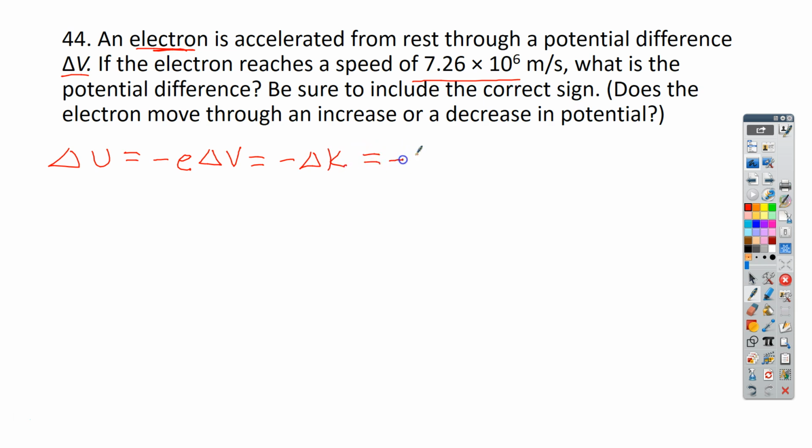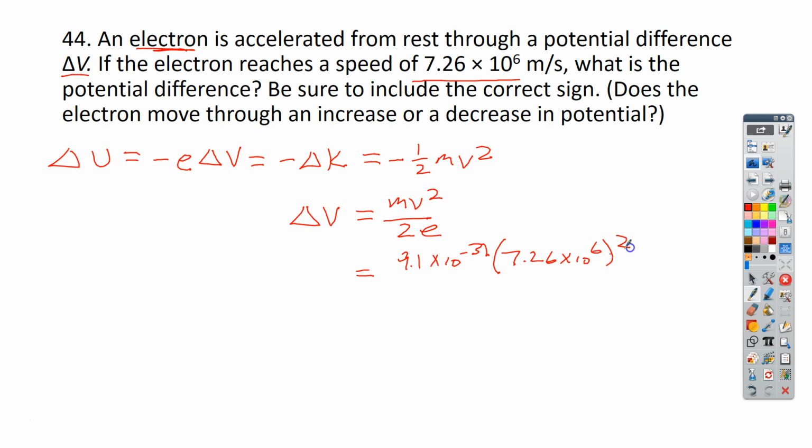And we know kinetic energy is just 1/2 mv squared. So here we can say that the potential difference is equal to mv squared all over 2 times that elementary charge for an electron. Mass of an electron is about 9.1 times 10 to the negative 31st. Next thing we need is the velocity, which is 7.26 times 10 to the 6th, squared. And we're going to divide that by 2 times the charge, which is 1.602 times 10 to the negative 19th. Here now we're going to end up with 150 volts.